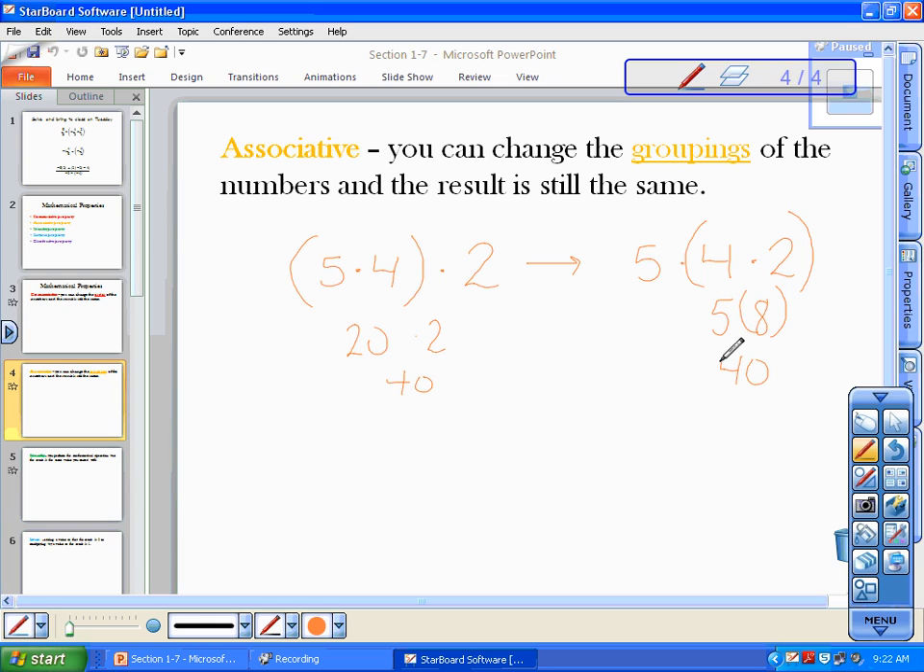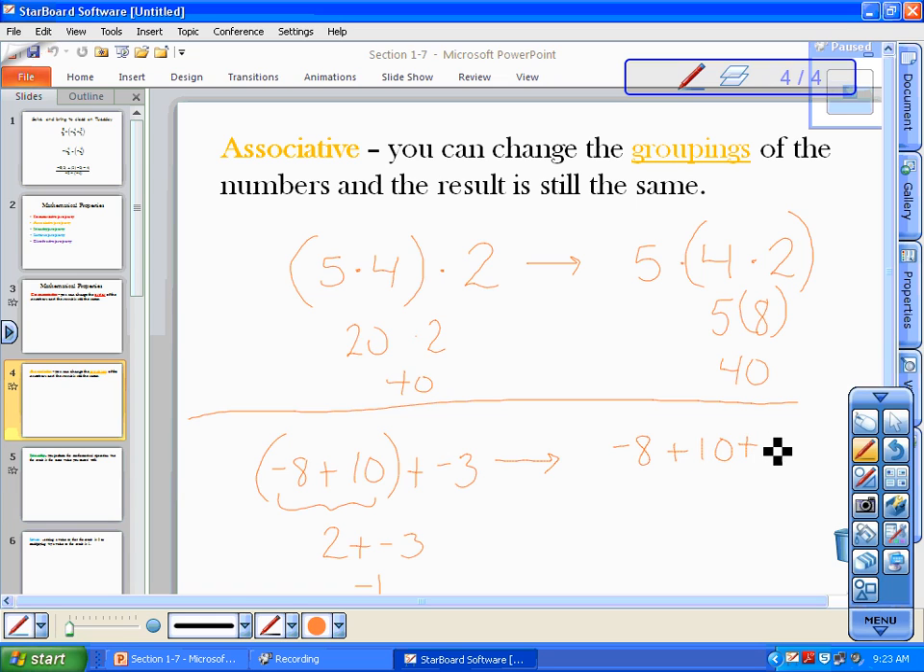This same property works for addition as well. So let's say, for example, we're going to add negative 8 plus 10 plus negative 3. Order of operations, inside parentheses first, this is a 2 plus a negative 3. The end result is negative 1. Let's apply the associative property and change the groupings. So this time, I'm going to be adding 10 and negative 3 first, which would give me a quantity of positive 7. Add that to negative 8, I still end up with a value of negative 1.